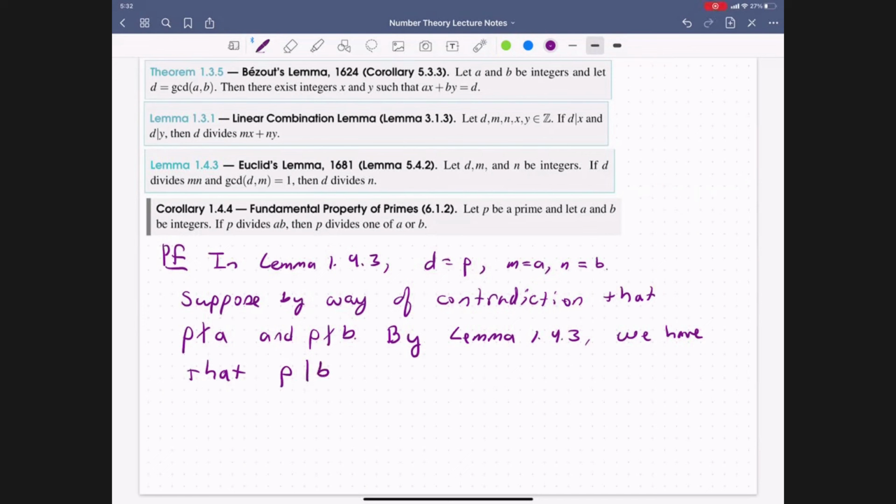So P divides B, since we have that the GCD of A and P is equal to 1 by our contradiction assumption, and then we're using that in our statement from Euclid's lemma. And so we have P divides AB, that's our assumption, and so we're done. And so this is a contradiction. That P divides B, but P does not divide B, so we are done. And we have proven the original Euclid's lemma.